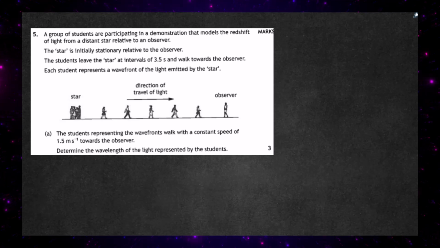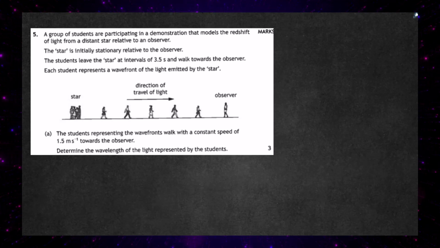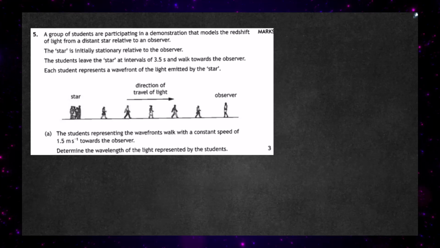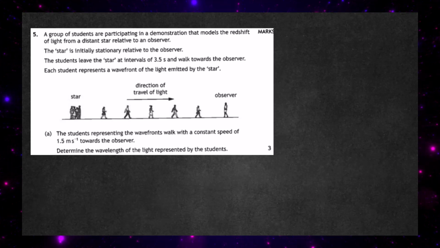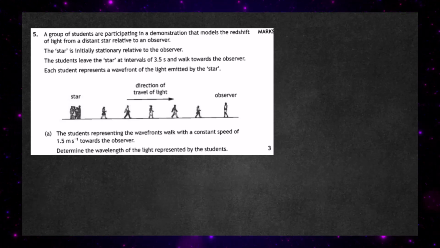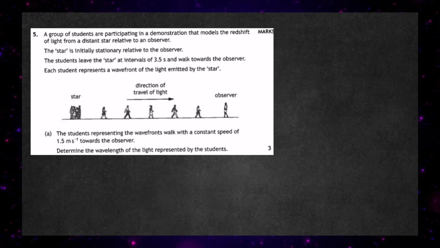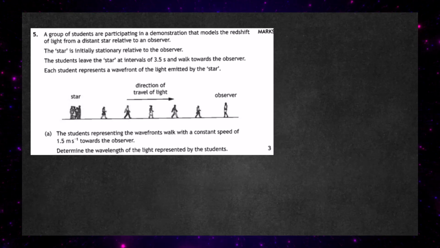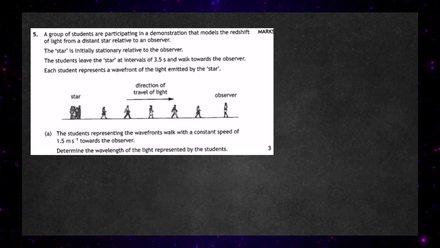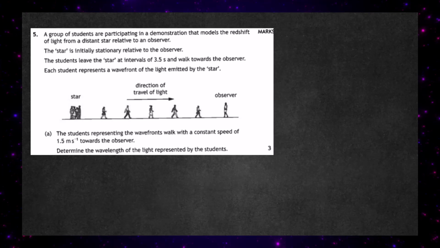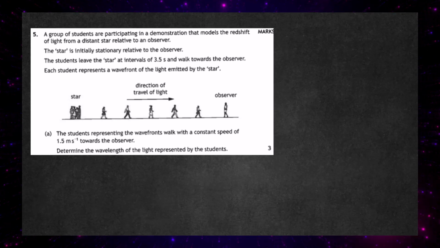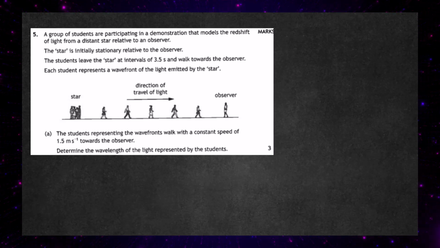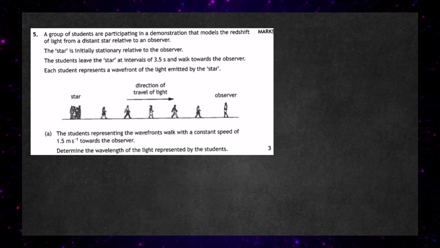Question 5 from Paper 2 of the 2024 Higher Physics Examination of the SQA. A group of students are participating in a demonstration that models the redshift of light from a distant star relative to an observer. The star is initially stationary relative to the observer. The students leave the star at intervals of 3.5 seconds and walk towards the observer. Each student represents a wavefront of the light emitted by the star.